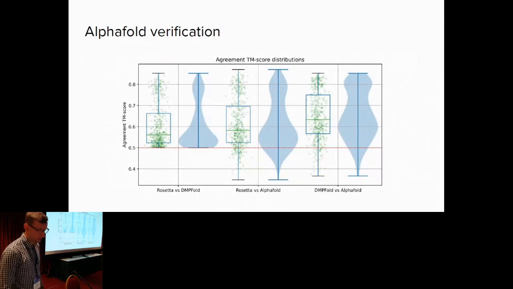And surprisingly, the average TM score between Rosetta and AlphaFold and between DMP-Fold and AlphaFold is higher than the agreement between Rosetta and DMP-Fold, which means that AlphaFold predictions are somewhere in between Rosetta and DMP-Fold, which is quite interesting.